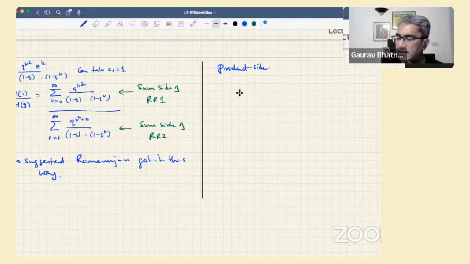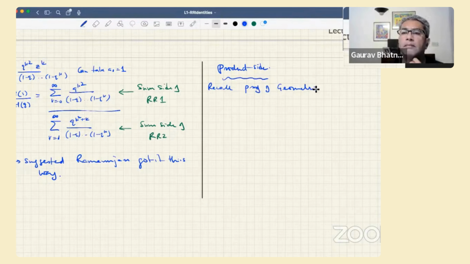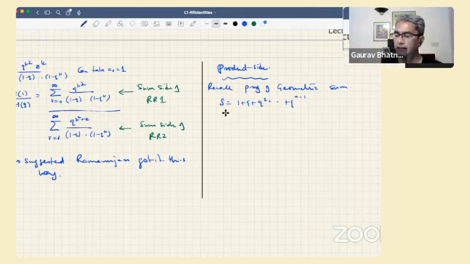So here is the thing. So here is a trick. So what's the trick? Recall the proof of the geometric sum. This was the simplest Q analog. So let's say S is 1 plus Q square up till Q raised power n minus 1. If I multiply by 1 minus Q, then I'll get 1 minus Q plus Q times 1 minus Q plus so on up till Q raised power n minus 1, 1 minus Q.